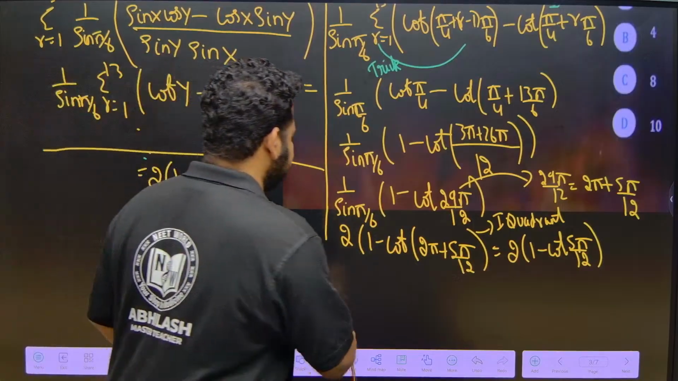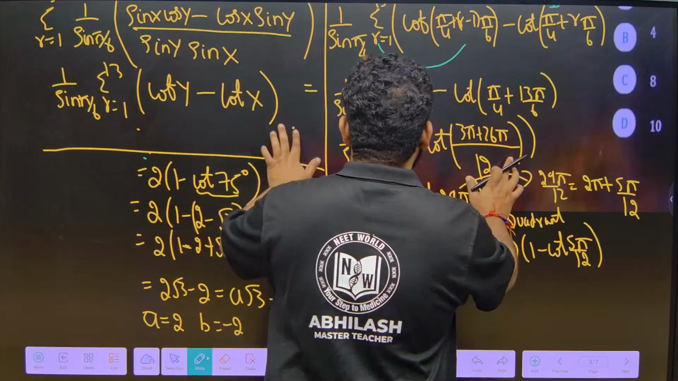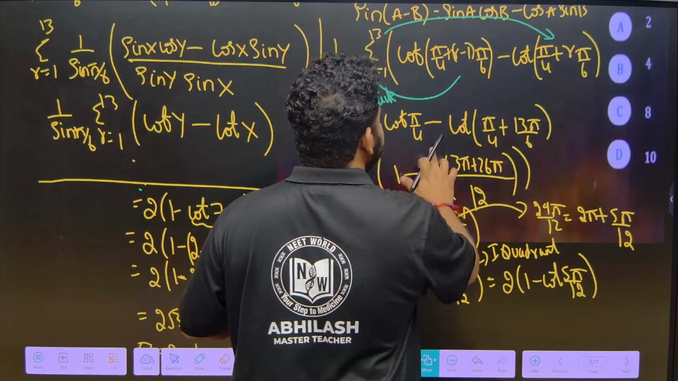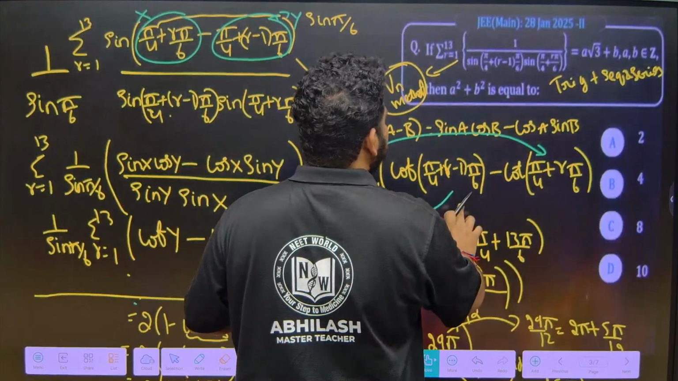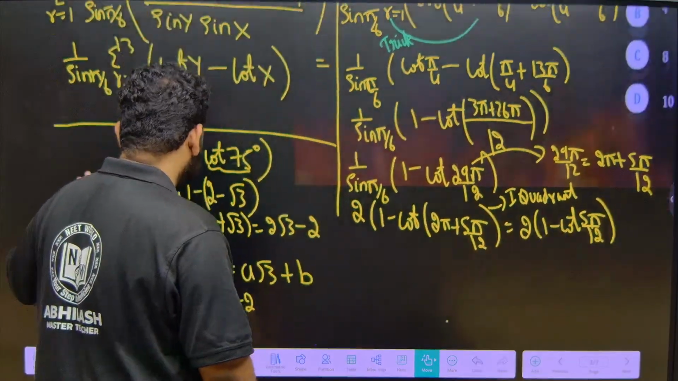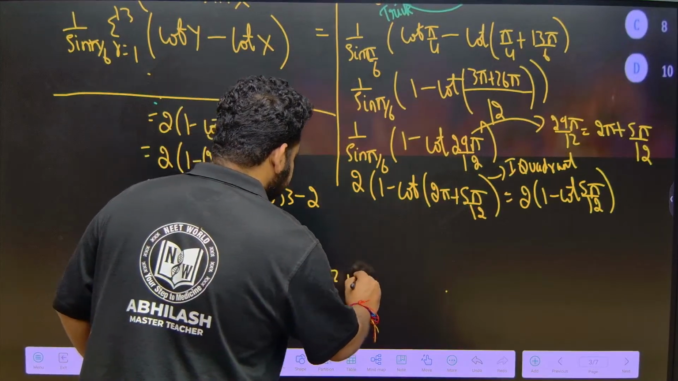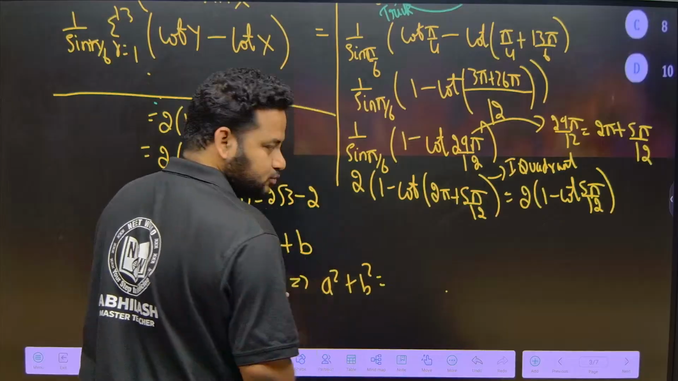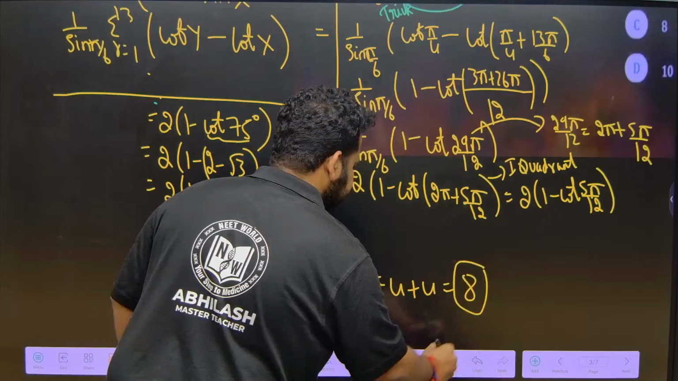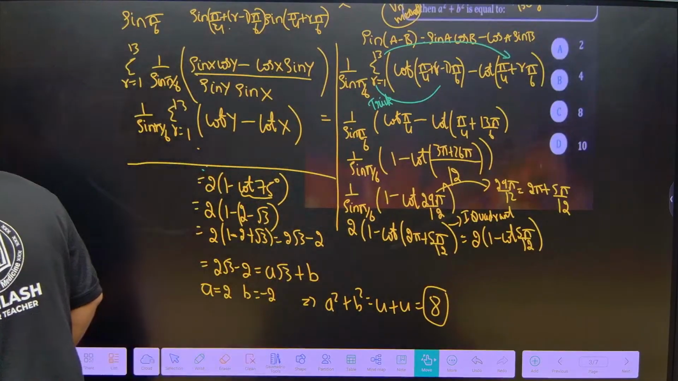Now what are they asking us to find? They are asking us to find a square plus b square. Once we get a and b, a square plus b square is easy to find. So a square plus b square is equal to 2 square plus minus 2 square, which is nothing but 4 plus 4, the answer is 8. So 8 is the right answer to this question, friends.